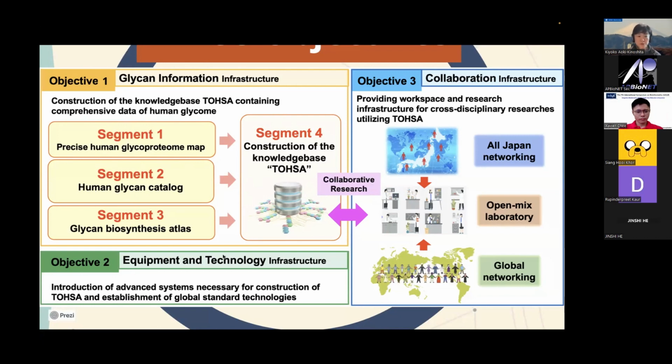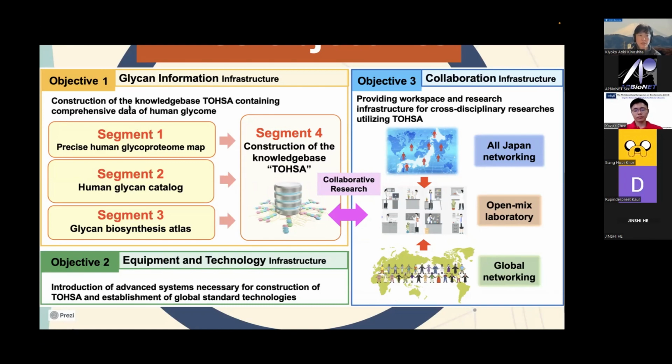Objective 2 is to create the infrastructure for objective 1. There are advanced systems that are necessary to construct TOSA and to establish global standard technologies. And this is also being worked on. And then objective 3, the ultimate aim is to provide a place where not just the researchers in Japan, but also across the world can come and collaborate and work with us and each other to study the glycome and glycoscience related research. So really aiming for collaborative research in the end.